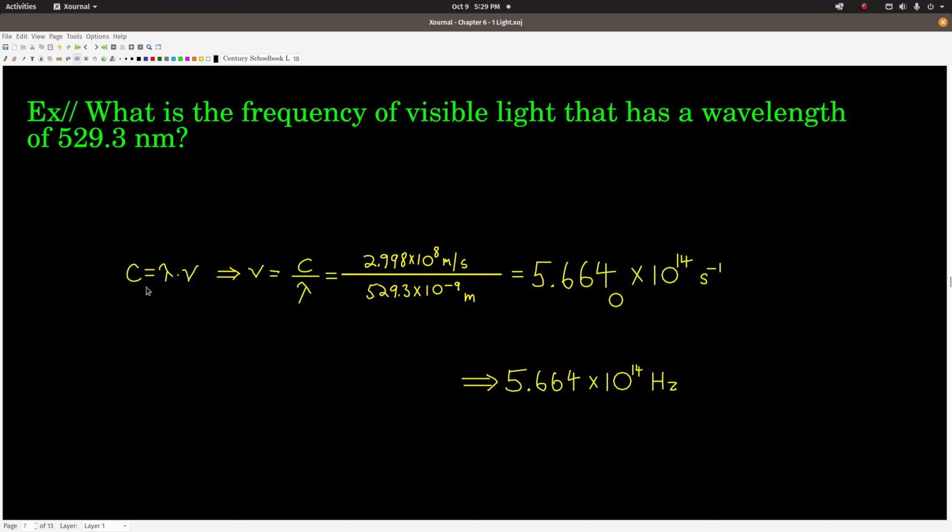Well, we use the equation here, C equals lambda nu. Because we're asked for the frequency, we rearrange the equation and solve for nu, C over lambda. And remember, the wavelength has to be in meters. So all I do is take the wavelength that's given in nanometers, replace the prefix with what it means, times 10 to the minus 9th. There's C. Meters cancel, and we only get 1 over seconds. So 5.664 times 10 to the 14th hertz would be the answer.